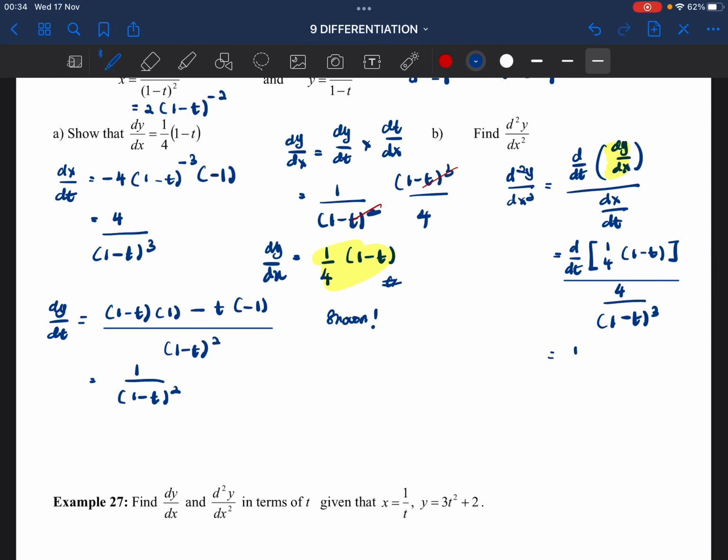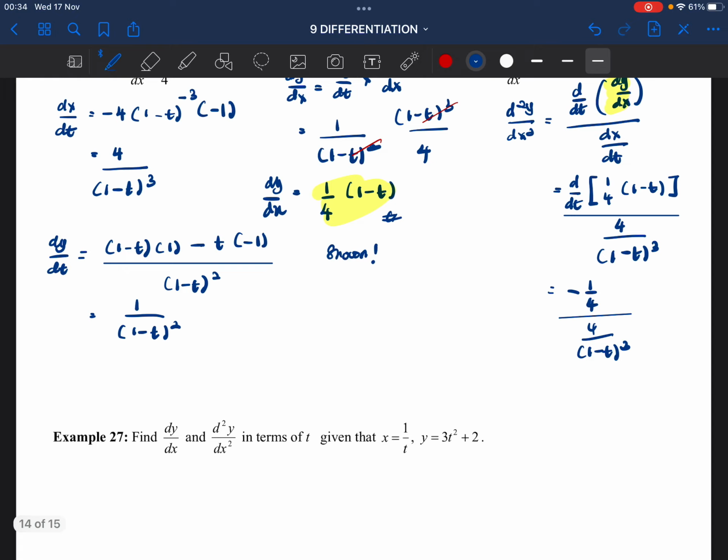So here we should have 1 over 4. Here differentiate, we get negative 1. So that should get us negative 1 over 4. Okay, yang bawah tak payah risau, biarkan sahaja. Sebab kita tak perlu differentiatekan apa-apa. Okay, so now just simplifykan. We should have negative 1 over 4 multiplied by 1 minus t cube over 4. That should get us negative 1 over 16 1 minus t cube. Okay, so that is your answer for your second derivative.